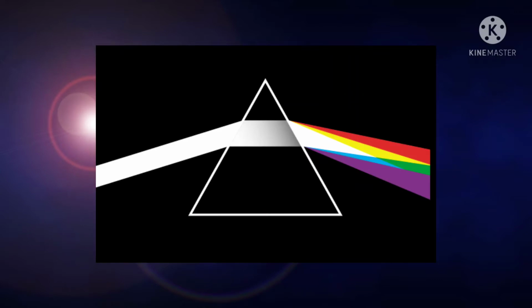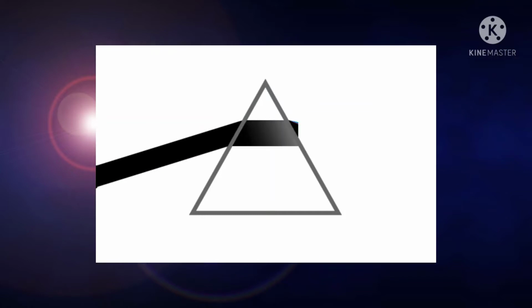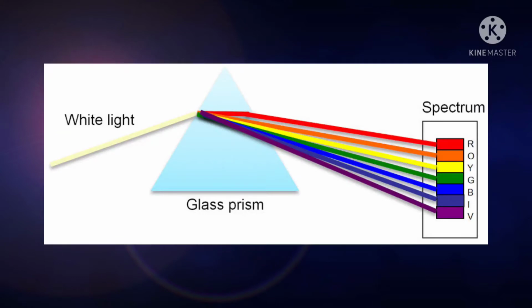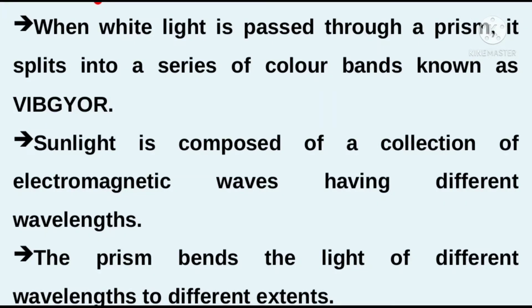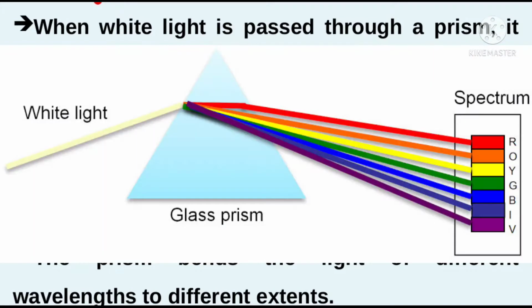the wave with a shorter wavelength bends more than one with a longer wavelength. Since ordinary white light consists of waves with all the wavelengths in the visible range, a ray of white light is spread out into a series of colored bands called a spectrum. The splitting up of white light into a series of color bands when passed through a prism is known as VIBGYOR.